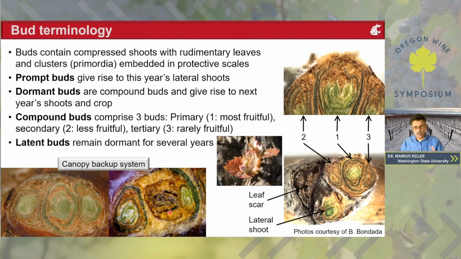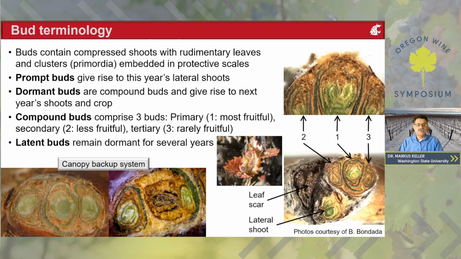Then we have another kind of bud that we call the latent bud. Latent buds are former dormant buds that remain dormant. They do not grow out in the following growing season, but they could theoretically grow out even up to 30 years and more later. Here is an example. I took this picture back in Australia on a vine that was about 40 years old. And this is a dormant latent bud that finally grew out after they had cut off the trunk.